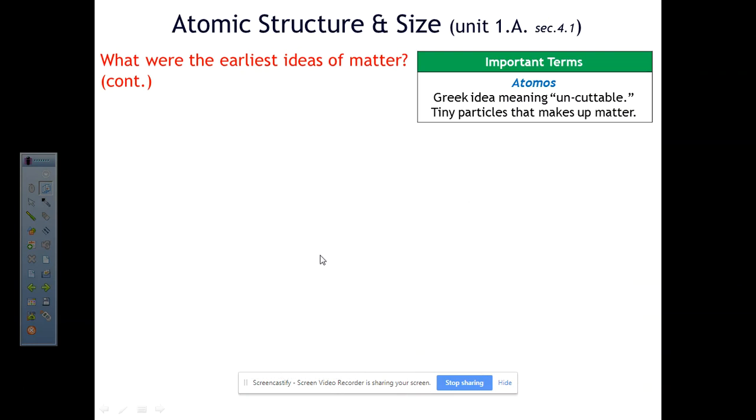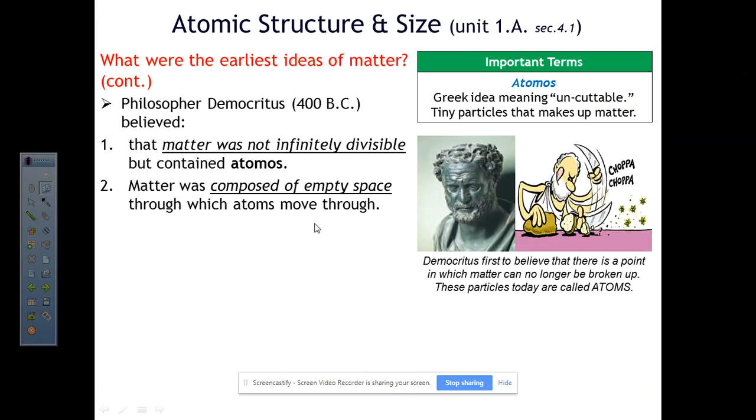So what were the earliest ideas of matter? Continued on with philosopher Democritus, who thought about and envisioned that matter wasn't completely divisible. There's some sort of point where you can't break up matter anymore. And what he identified is atoms, right? And that matter, even though you can see it, consists of empty space in which these atoms can go through.